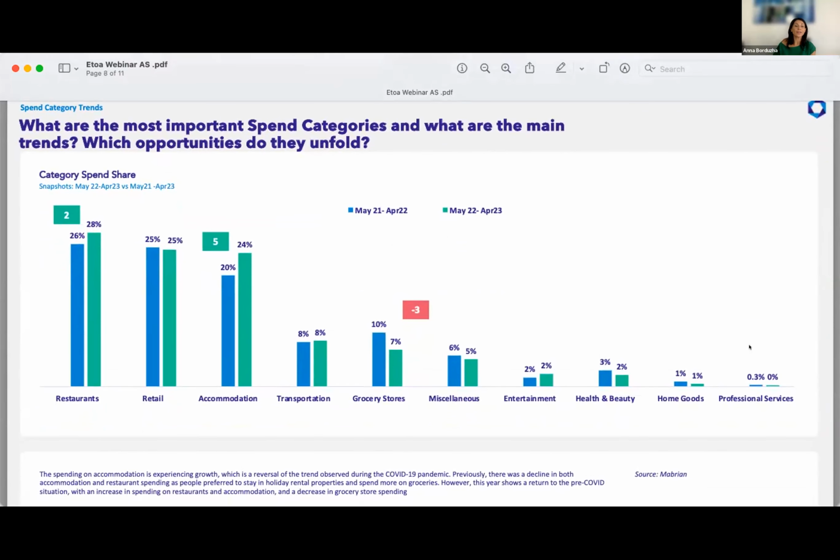Before, we analyzed the evolution of the spend between different markets, and now I would like to show you the share of the spend between different categories. This is very interesting information in order to see how the spend is distributed between different categories and businesses at the destination, and also the evolution of this data can help us identify important trends in the market.